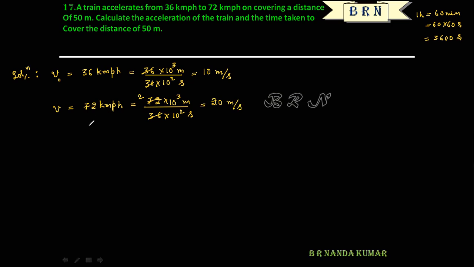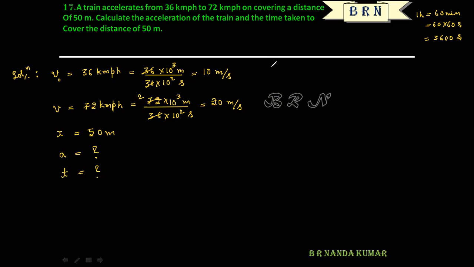And here the distance traveled is given. X is equal to 50 meters. So we have to find out the acceleration, right? And also the time taken to cover the distance of 50 meters. Okay. So the acceleration can be calculated by using the third kinematic equation, because here v naught and x are given, we have to find out a, right?